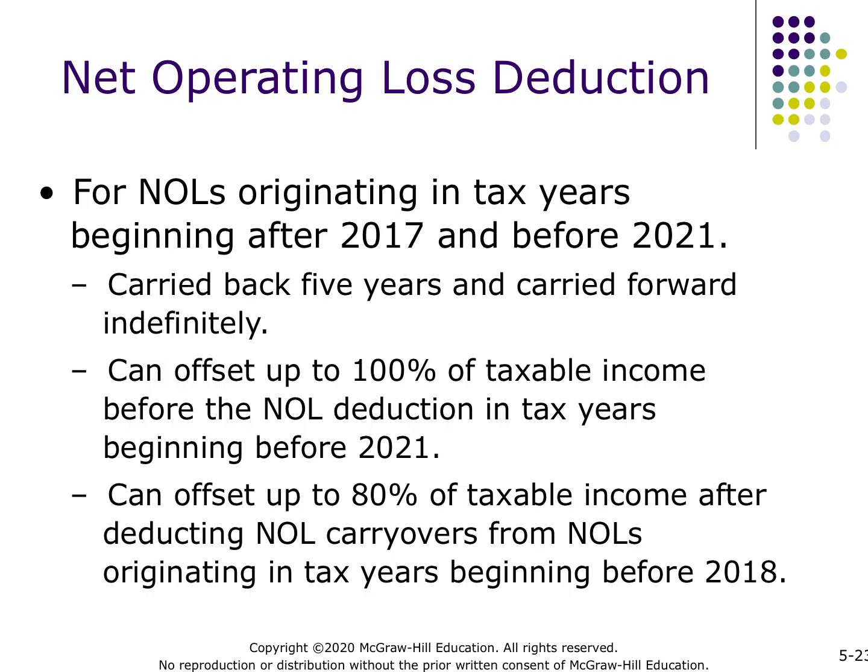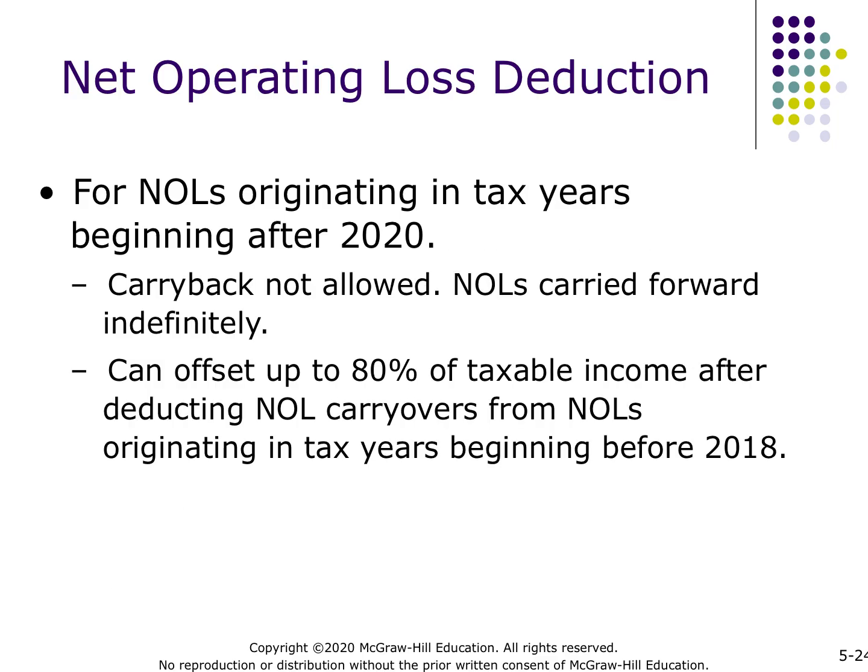So essentially, they created a new kind of carve out for the COVID years to benefit corporations, to give corporations the ability to deduct more of their operating losses that were generated during the COVID years. For net operating losses originating after 2020, carrybacks are not allowed. NOLs can be carried forward indefinitely, and you can offset up to 80% of taxable income after deducting, okay?